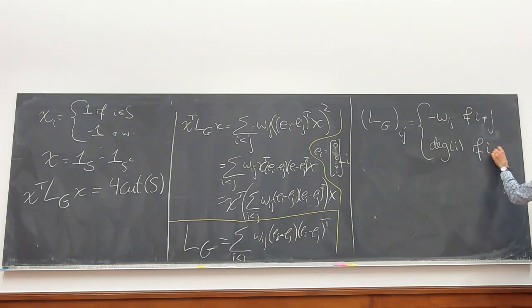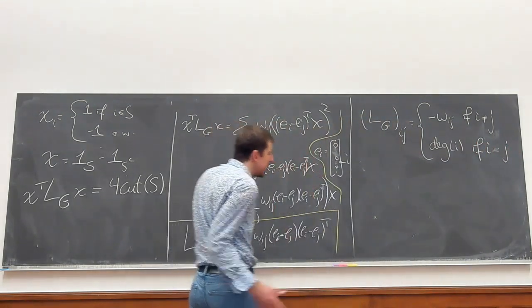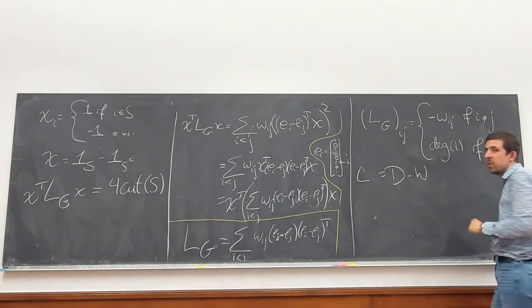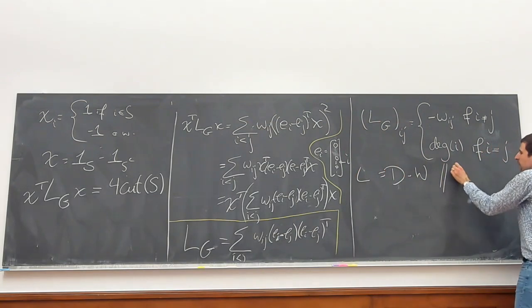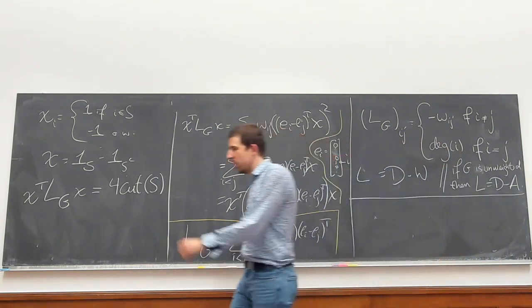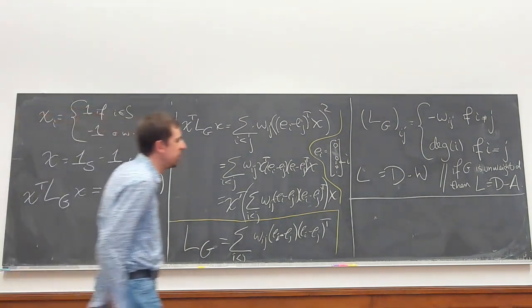If i is the same thing as j, or the degree of j, this is the same. Okay, so this is the Laplacian. In particular, the Laplacian is just equal to the degree matrix minus the weights matrix. Or, if G is unweighted, then this is just L equals D minus A. That's why I said that all the matrices that show up in spectral graph theory essentially are born out of the degree matrix and the adjacency.